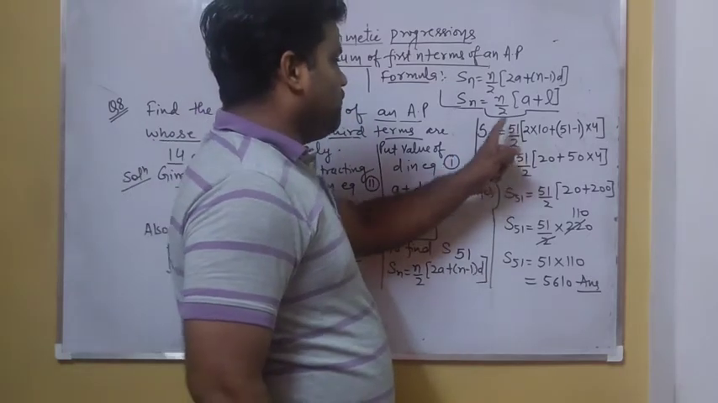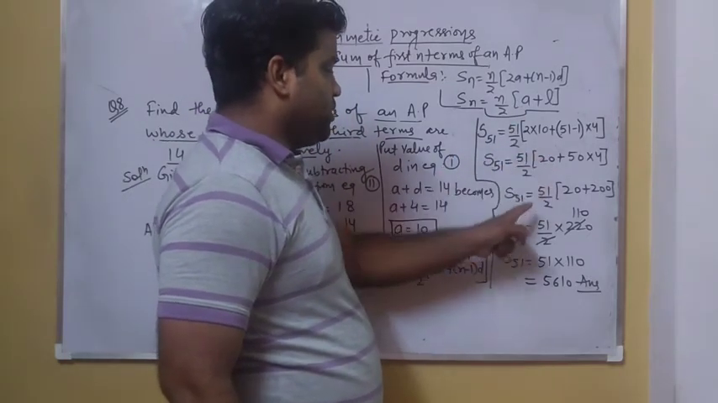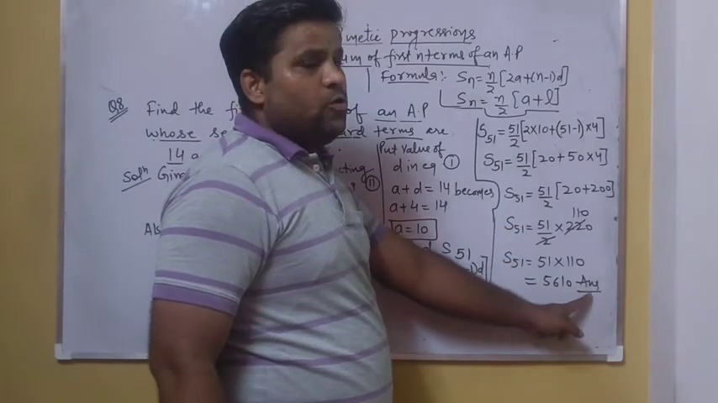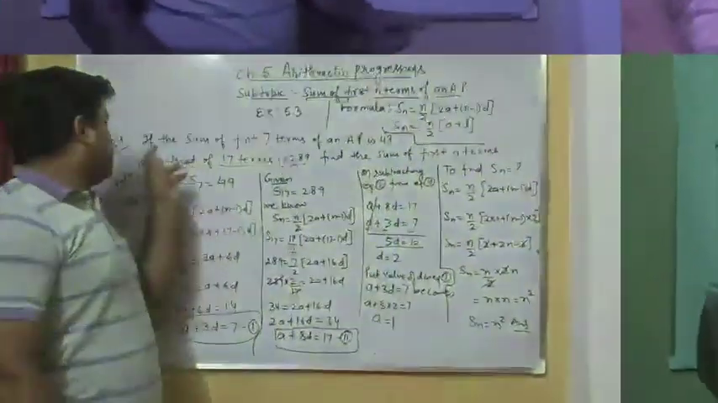So putting all the values of n, a, d in that equation, here we get the sum of first 51 terms is 5610, which is the required answer. Let us come to question number 9.